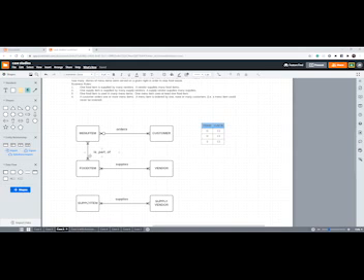And a customer orders one or more menu items. They could order none, I guess. A menu item is ordered by one, none, or many customers. We have that. So we could have a menu item that's never ordered, something really lousy.